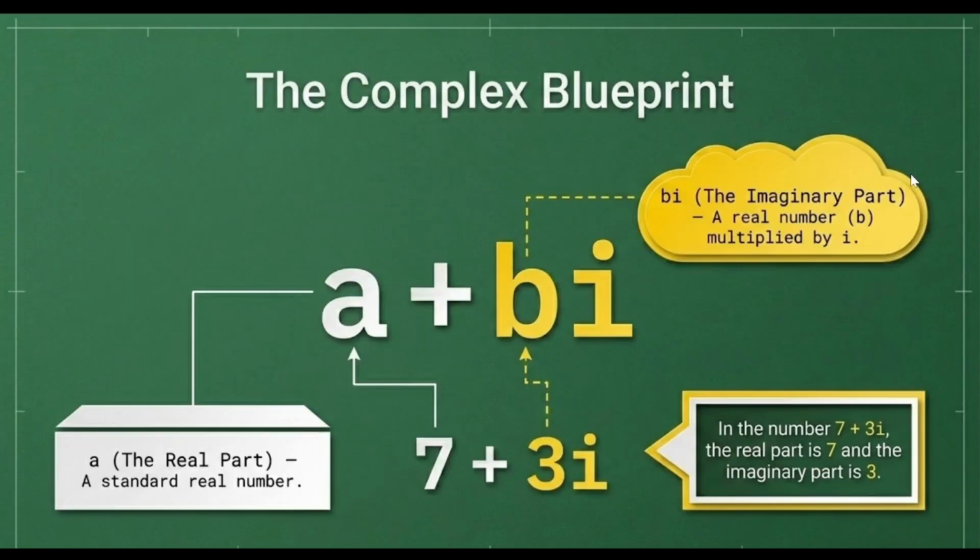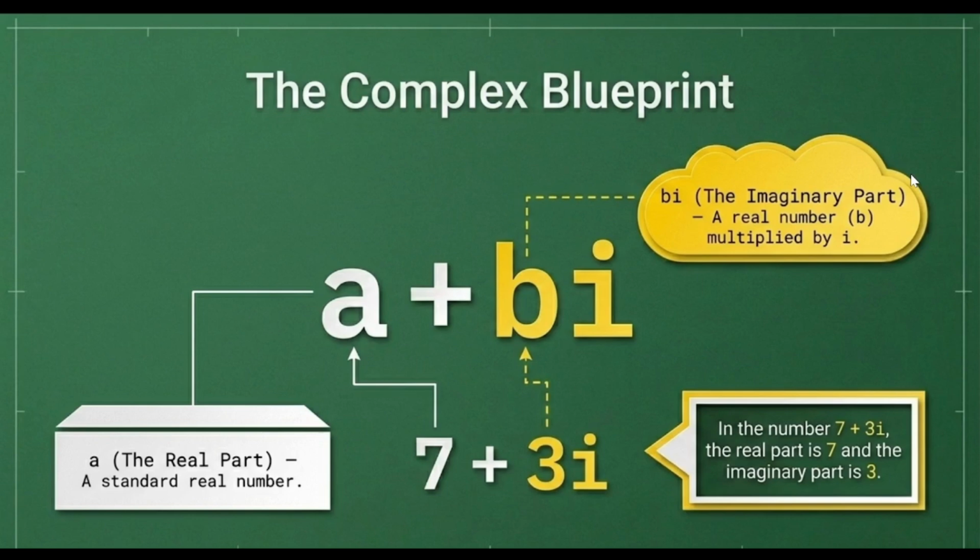Now what happens when we mix a regular number with an imaginary one? We get a complex number. Every complex number has a two-part DNA. First is a, which is the real part. It is a standard real number. And then we have b iota, that is the imaginary part, where b is a real number multiplied by i. In FBISE papers, you'll be asked to identify these. For example, 7 plus 3 iota. The real part here is 7 and the imaginary part is 3.